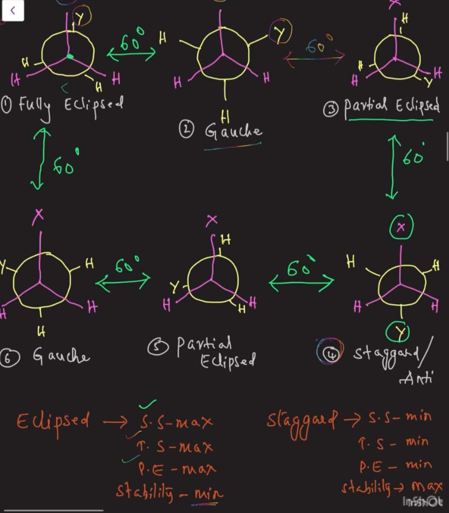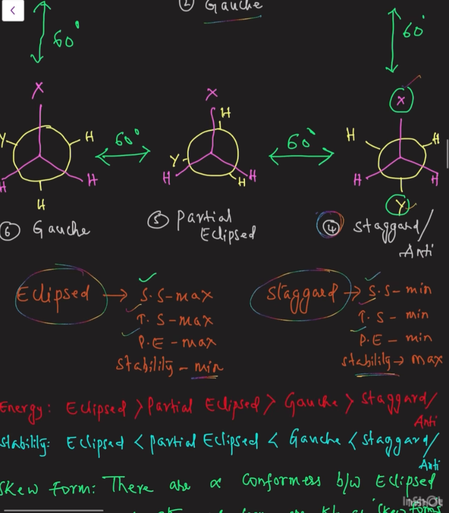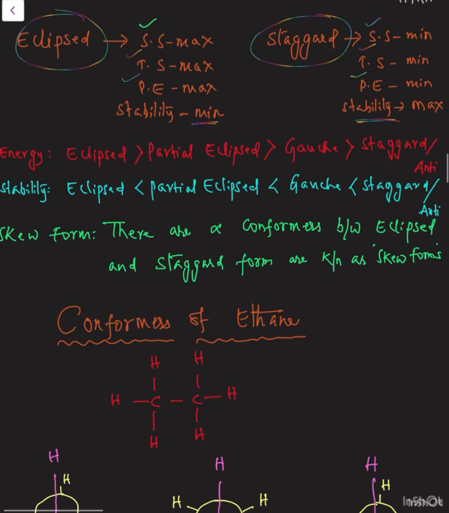In the fourth conformer, steric strain is minimum. Why? Because both X and Y are opposite to each other. The distance between the two is maximum. Repulsions are less, right? Stability is more. That is the reason steric strain is minimum. Torsional strain is also minimum, potential energy is also minimum, but stability is what? Maximum in the case of staggered. So these staggered and eclipsed conformers are very important. Whatever conformers are possible between these two are called skew conformers.